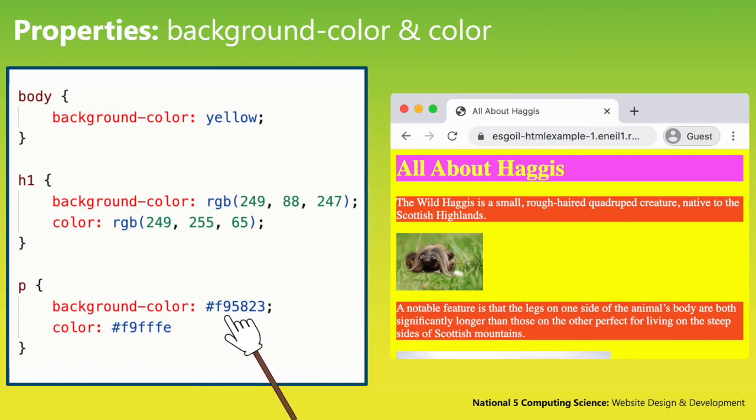So hex F95823 is an orange, hex F9FFFE is an off-white. Really important with a hex code colour that we put the hashtag before it to specify that it is a hex colour. You'll notice here that I've got the semicolons between my declarations.